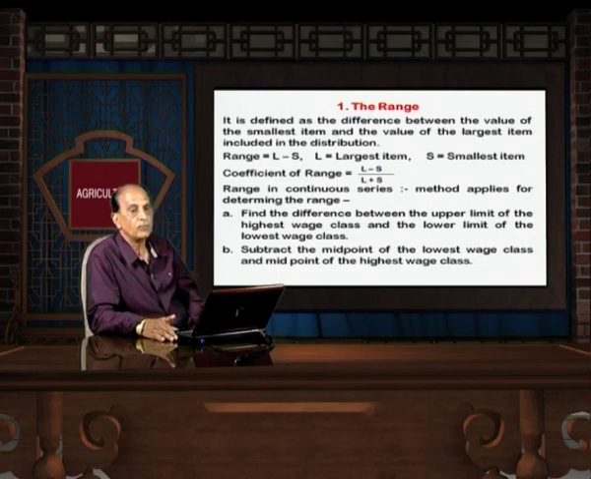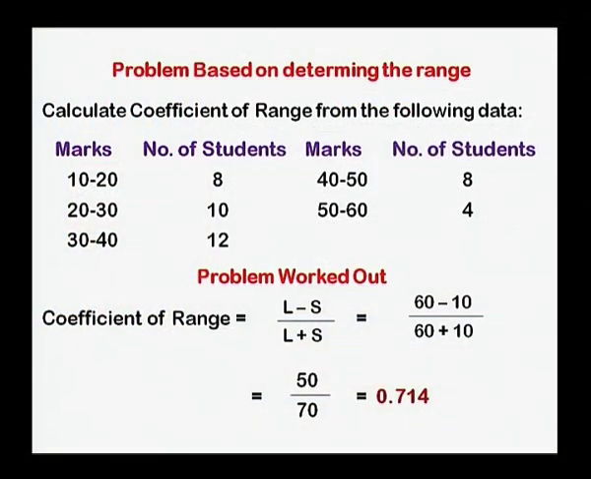Now, this is a problem based on determining the range. Calculate the coefficient of range from the following data. Marks obtained are given as 10 to 20, 20 to 30, 30 to 40, 40 to 50 and 50 to 60. At the same time, the number of students who obtained marks in the different class intervals is given: 8, 10, 12, 8 and 4.